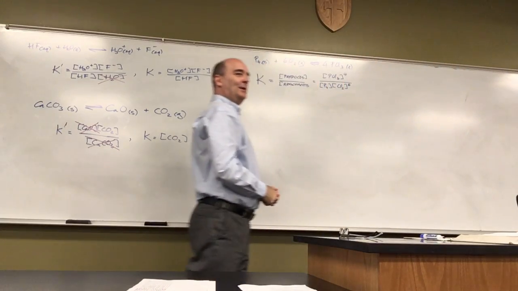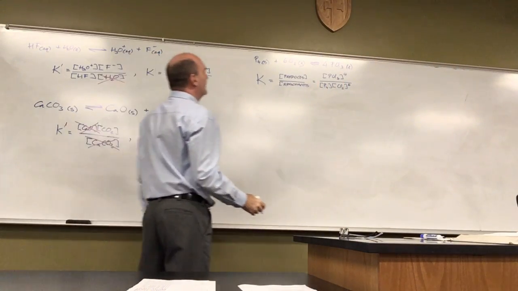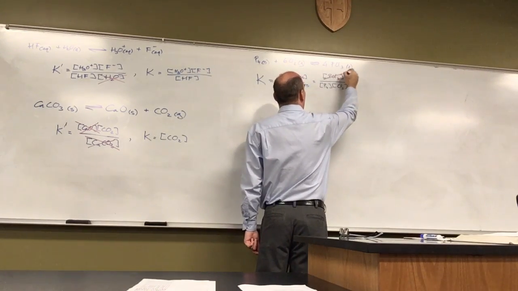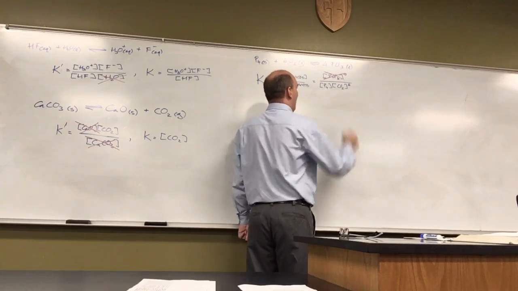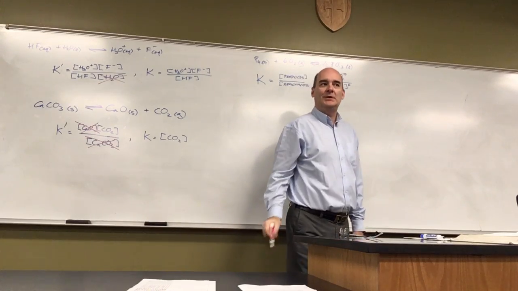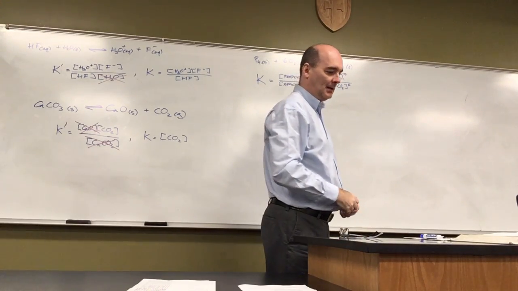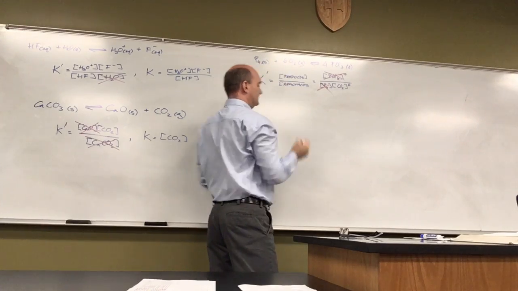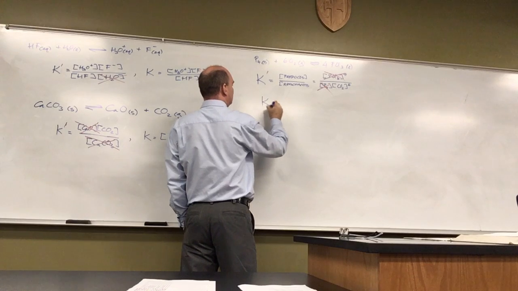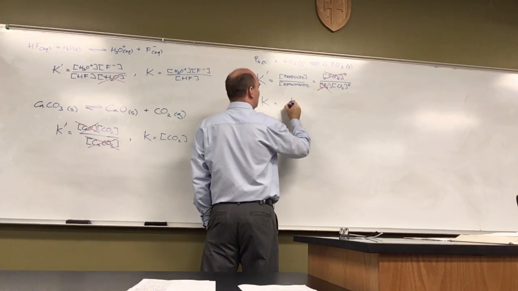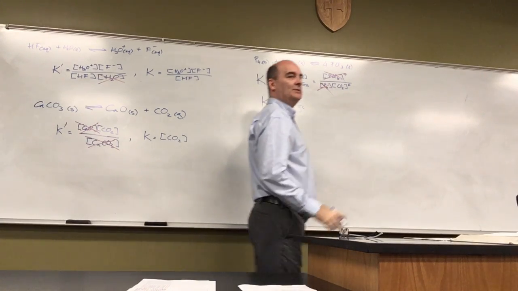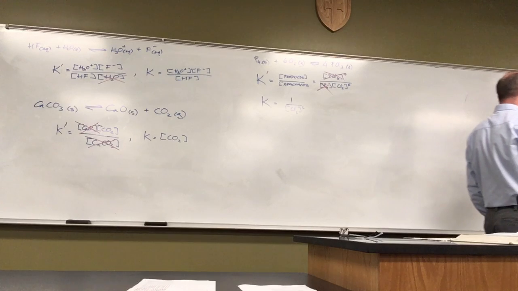But then I'm going to get my red marker out and say PCl3 is a liquid and P4 is a solid. So they do not appear in the K expression. So my value of K is 1 over the concentration of chlorine raised to the power of 6.